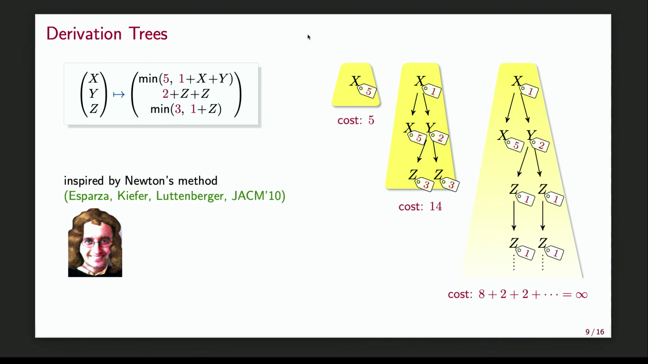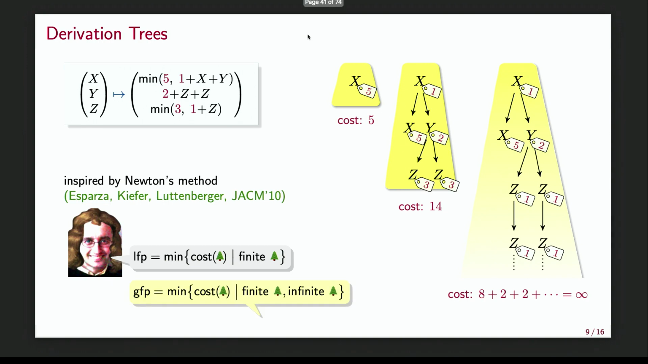But so in my terminology, what one can say here is that the least fixed point can be expressed as the minimal cost over all the finite derivation trees in these absorptive semirings. And what I'm now saying is that the greatest fixed point can be expressed if you also take the infinite trees into account. How to prove this correspondence between trees and fixed points?